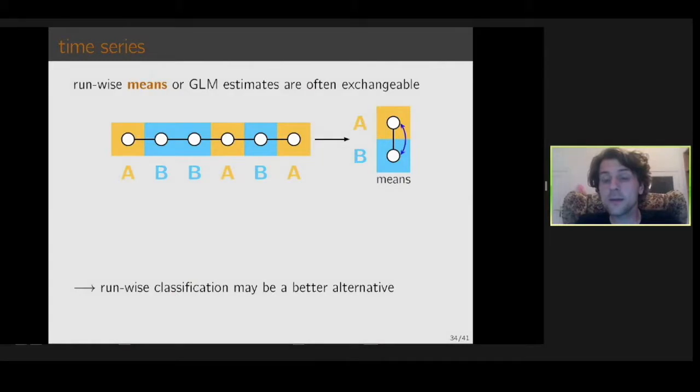In some cases, there's a rather easy solution. So when an fMRI experiment is conducted in the form of separate runs or sessions, as is becoming more and more common, then these runs or sessions can usually be considered to be independent from each other, and run-wise means or GLM estimates are often exchangeable, again, within runs, or within pairs if it's two runs. So in this case, run-wise classification may be a better alternative than running a randomization test.